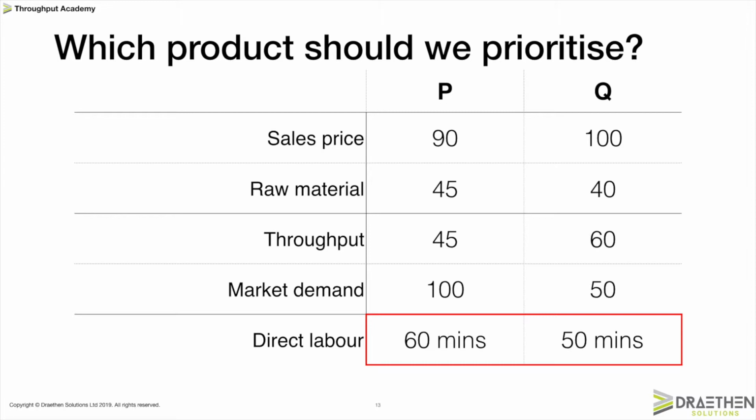Raw material is also important, but we can see that the raw material cost of product Q is less than that of product P, being 40 for Q and 45 for P. So again, product Q comes out on top. This inevitably means that product Q is better than product P when we look at throughput too. A higher selling price combined with a lower raw material must produce a more attractive level of throughput per unit, and we can see here that product Q generates £60 of throughput per unit compared to product P's £45 per unit.